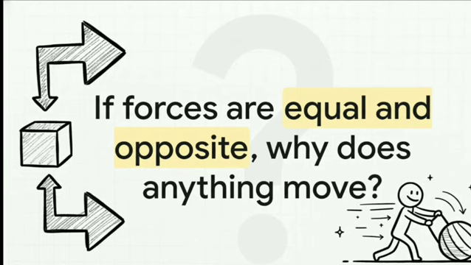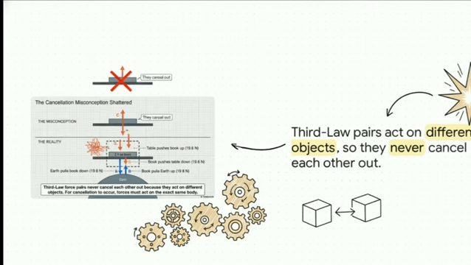Okay, wait a minute. This leads to a question that trips almost everyone up. If for every action there's an equal and opposite reaction, shouldn't they just cancel each other out? How can anything ever move if every single push is met with an equal and opposite push back? And here is the secret. It's so important. Those action-reaction forces act on different objects.